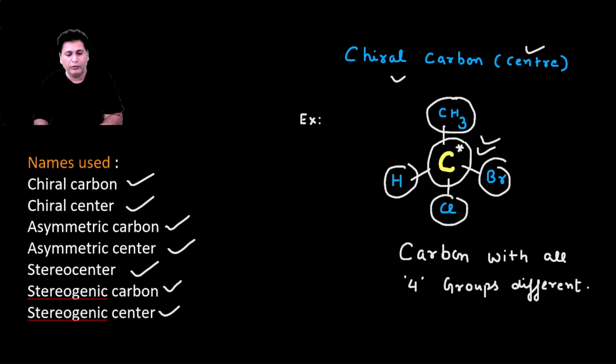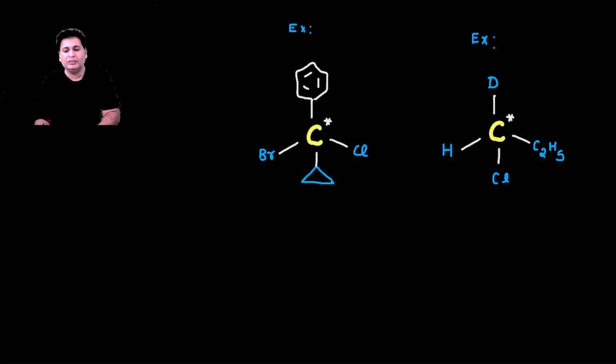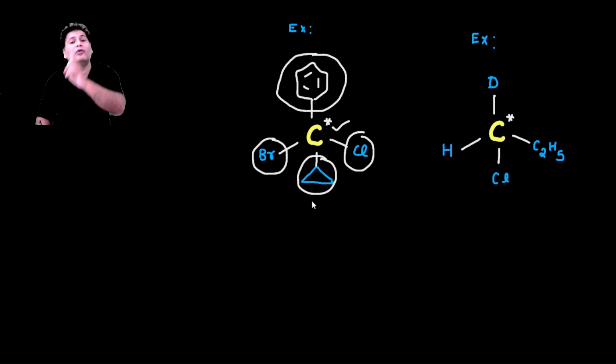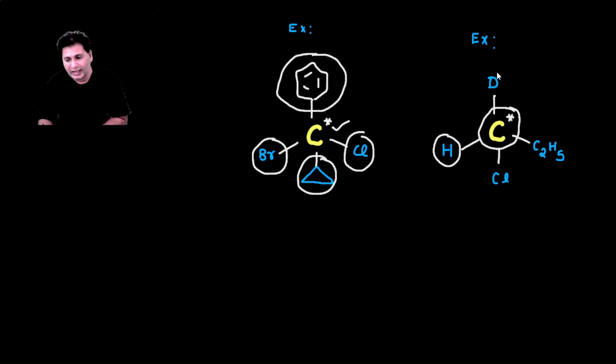Now, a few more examples we are going to take up. As you see in these 2 examples, this carbon is chiral. Why? Because all the 4 groups, all the 4 bonds are different: this is a phenyl group, bromine, chlorine, and cyclopropyl group. So all the 4 are different, and this carbon must be chiral in nature. Similarly, if you see this carbon, all the 4 bonds are different. Here hydrogen, here deuterium, ethyl, and chlorine.